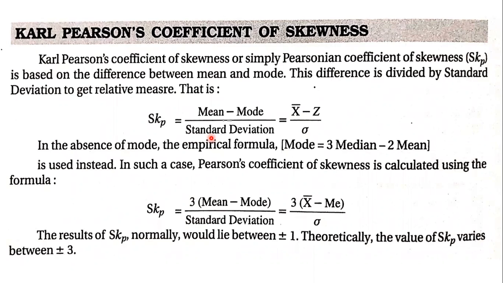So concentrate and learn. The first formula is mean minus mode by standard deviation. Then in the absence of mode, suppose you are not able to calculate mode, you can use this empirical formula: mode is equal to 3 median minus 2 mean. If you're not able to find mode, then you can use this formula.